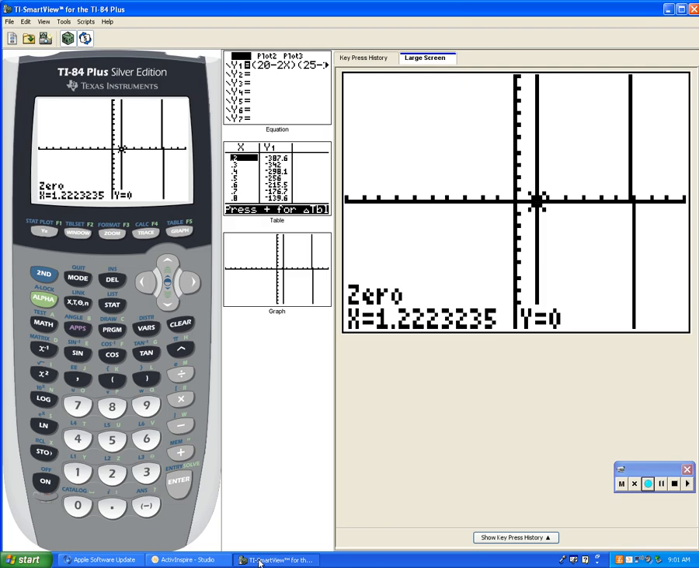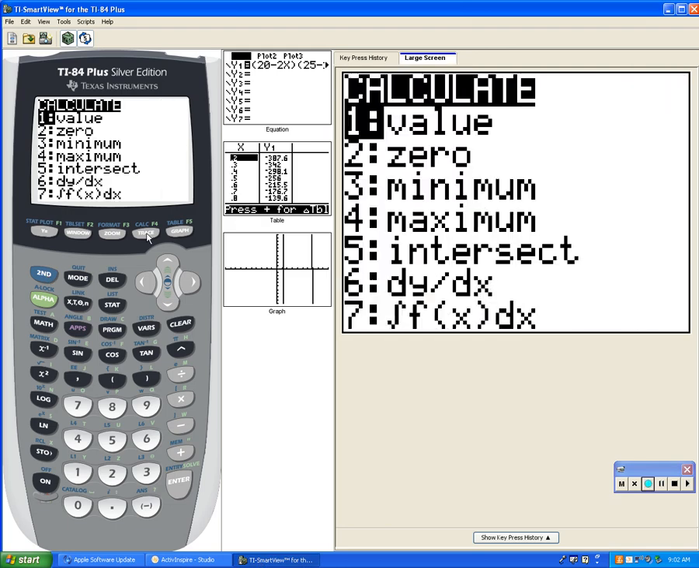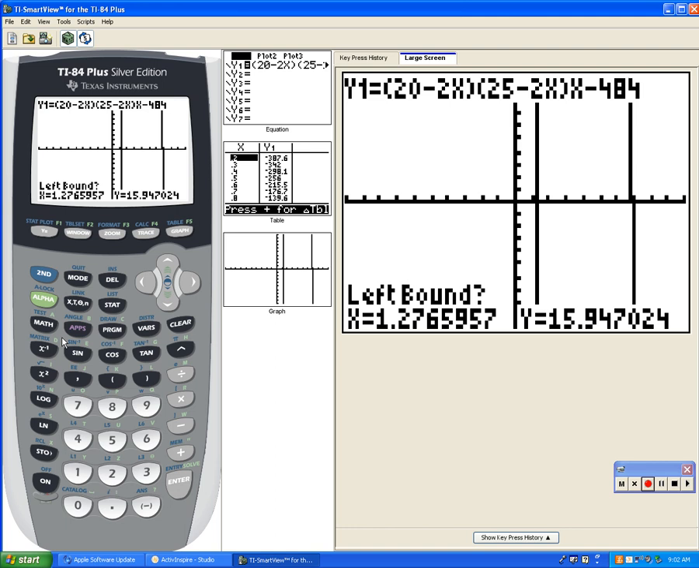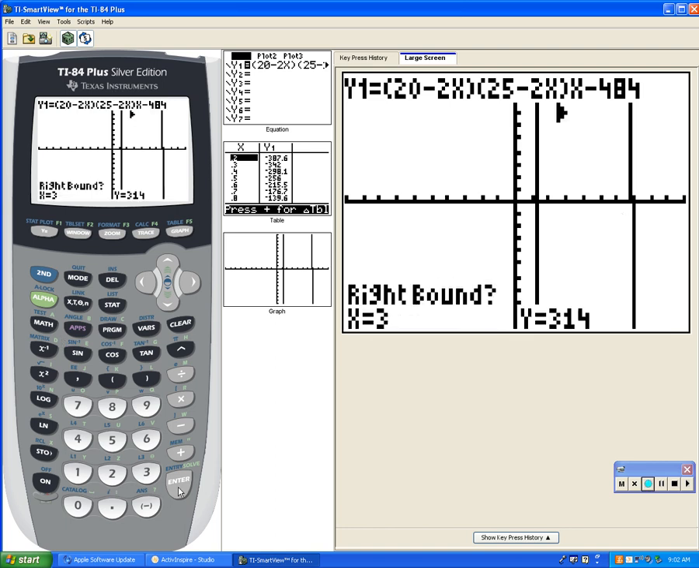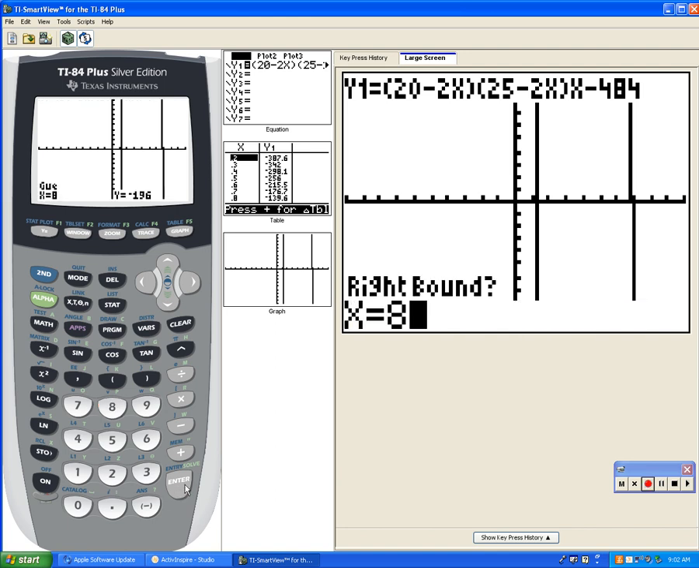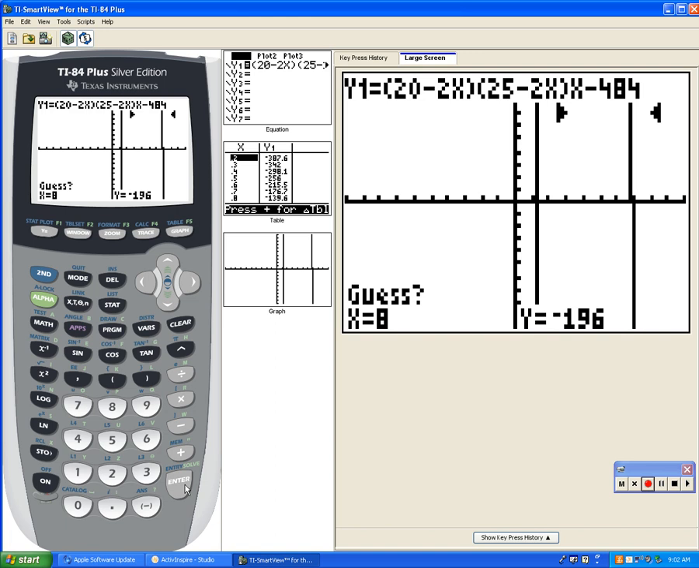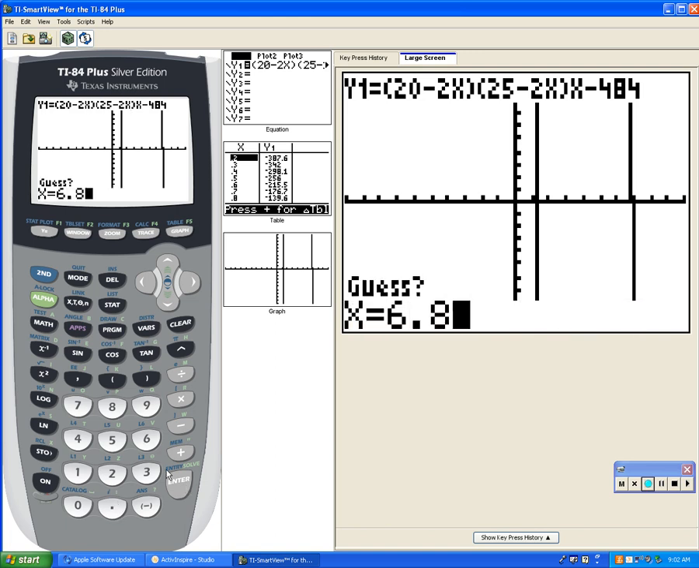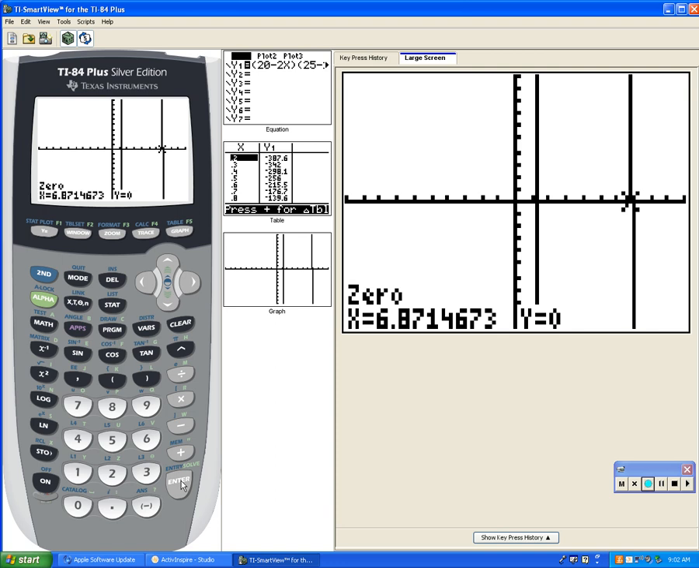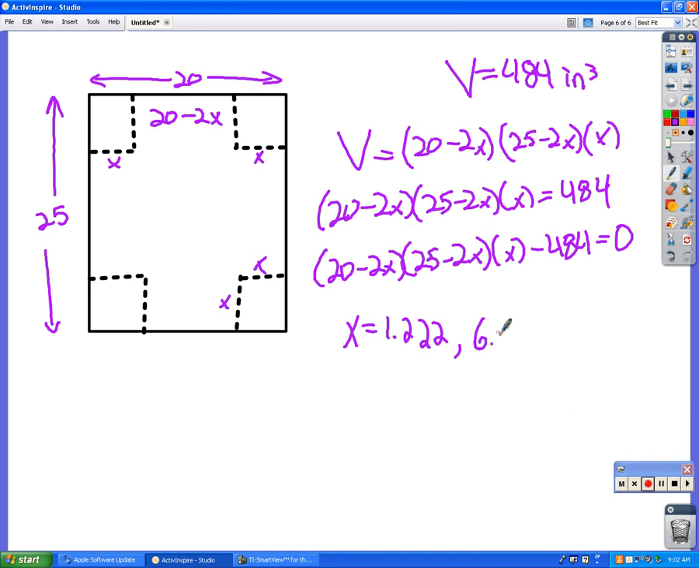And then to find the other one, I do the same thing. I'm going to find the zeros. So name a number to the left of this. 3. Name a number to the right. 8. I think that's right on 7, 6.8. So then I guess you're going to go 6.8. Okay, survey says 6.87. So 6.871. All right, so they've got two different options there of how they can make their boxes.